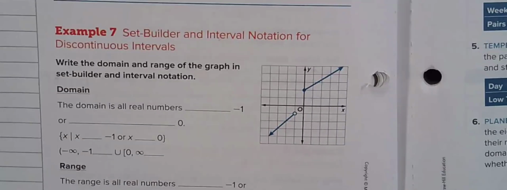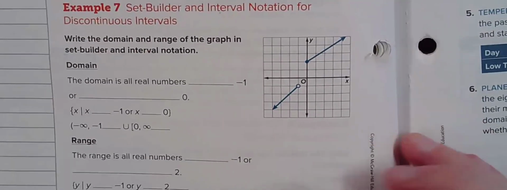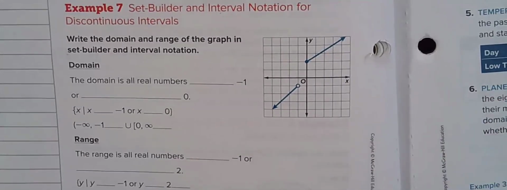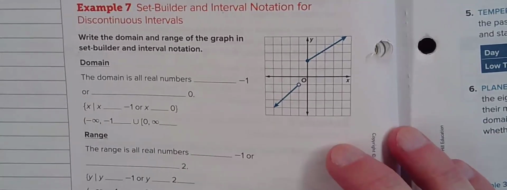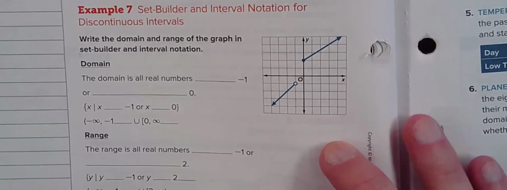So page 8, about halfway through, example 7. Write the domain and the range of the graph in set builder and interval notation. So we'll do this one together. I'll have you do the check one on your own. Then we're done with the notes, and you'll have the remainder of class to work. So you have probably about 20-ish, 15-ish minutes to work today, which is good.